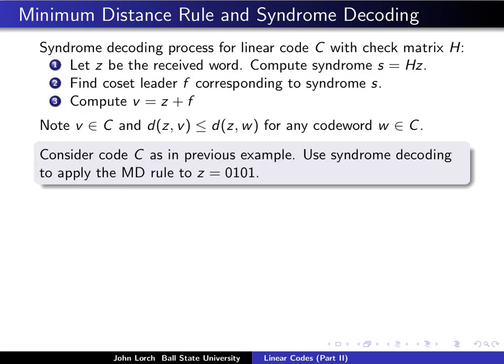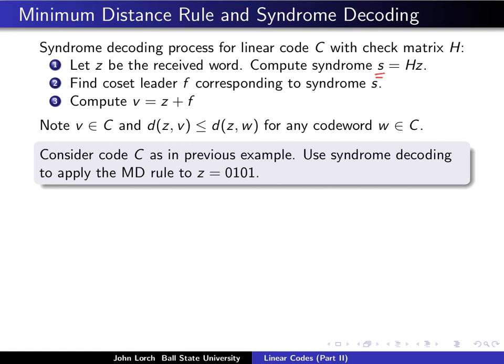Okay, so now that we know just enough about syndromes and cosets, we're ready to present the method of syndrome decoding for a linear code C with check matrix H. In other words, what we're trying to do is apply the minimum distance rule, okay? All right, so we receive a word Z, and what we want to do is apply the minimum distance rule to Z in some sensible way. So the first thing we do is compute the syndrome corresponding to Z. That is, we multiply by H. That's step 1.